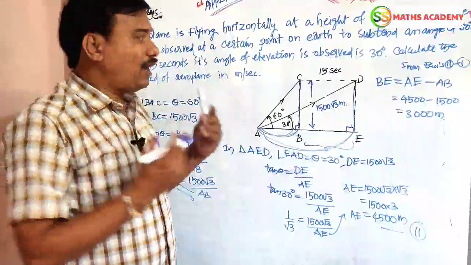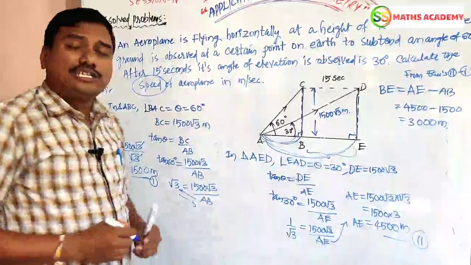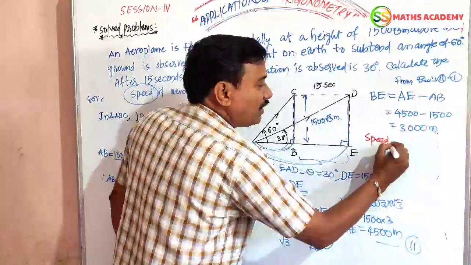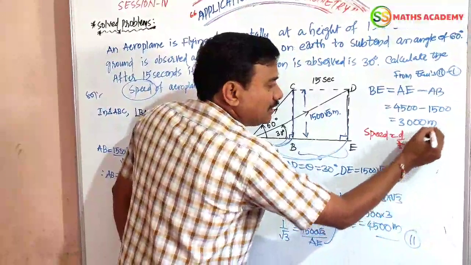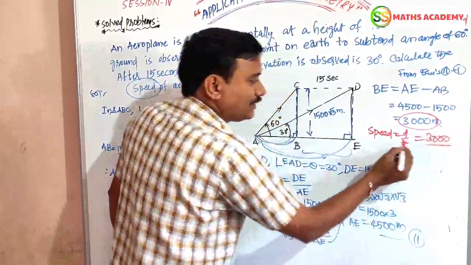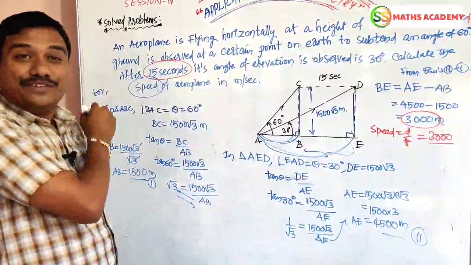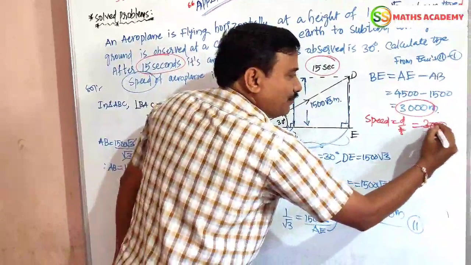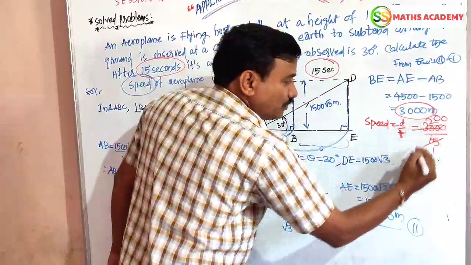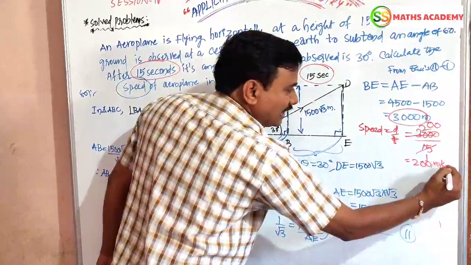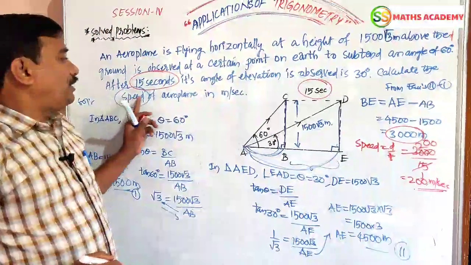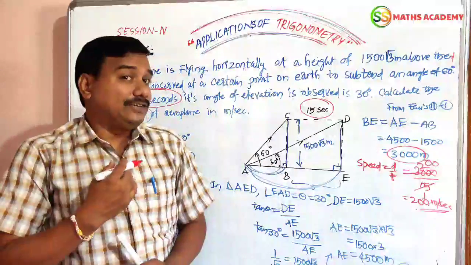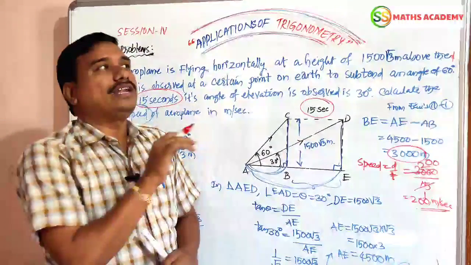This is a distance. We have to find the speed. By the knowledge of physics, speed is distance by time. Distance is 3000, time is 15 seconds. 15 ones are 15, 15 twos are 30, and two zeros are written, so that is 200 meters per second. Thus the speed of the aeroplane in the air is 200 meters per second. It travels 200 meters in every second.